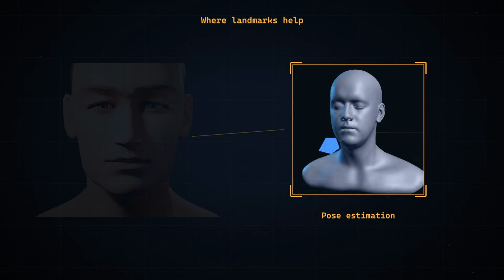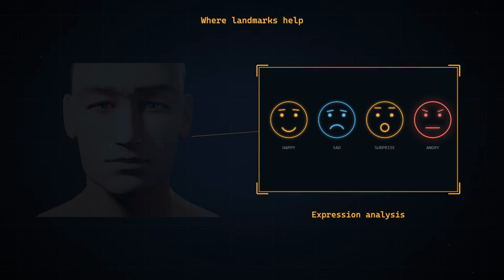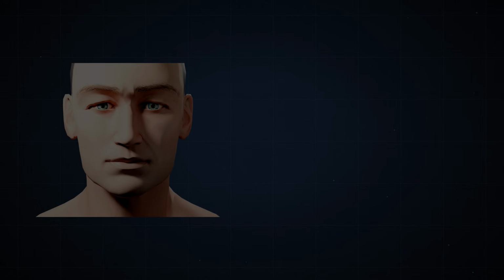Pose estimation. Figure out which way the head is turning from the landmarks alone. Expression analysis. Read a smile or a frown from where the points move. And beautification. Every modern photo filter starts right here.